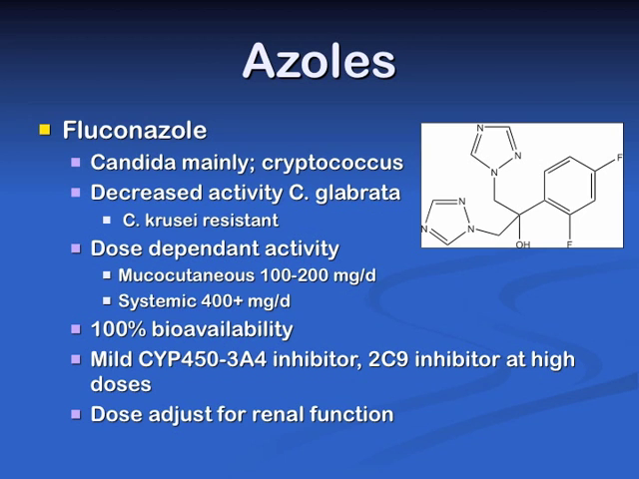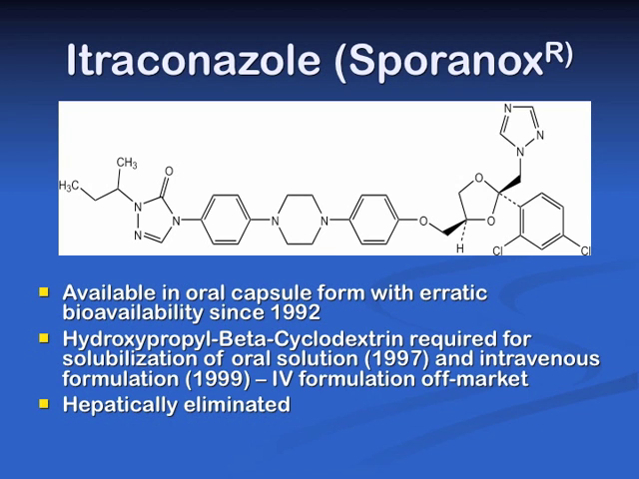Okay, so fluconazole is predominantly active against Candida, also has activity against Cryptococcus, decreased activity against Candida glabrata, as we discussed, and is not active against krusei. Dose-dependent activity: we use 100 to 200 milligrams a day for mucocutaneous infections. For systemic infection, I would use at least 400 milligrams a day. Excellent bioavailability. It's a mild CYP450 3A4 inhibitor. As you increase the dose, you see more 2C9 inhibition as well. And we dose it for renal function, of course.